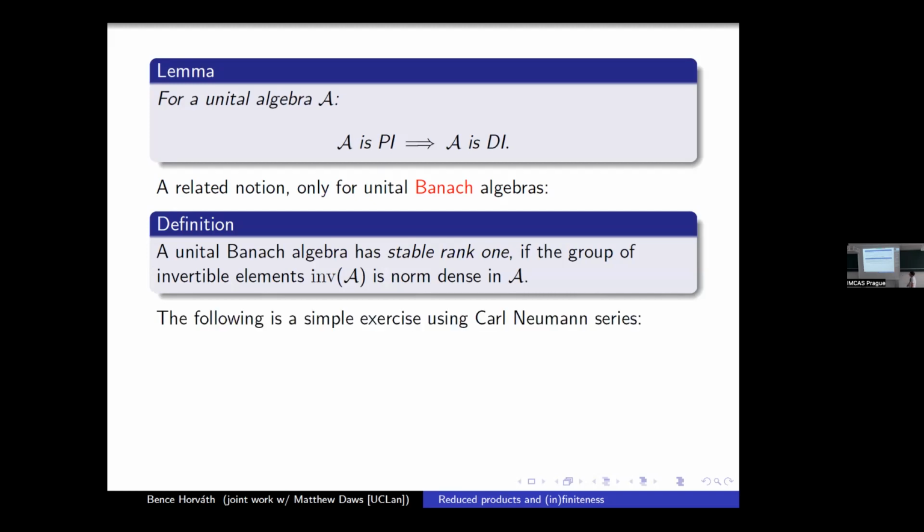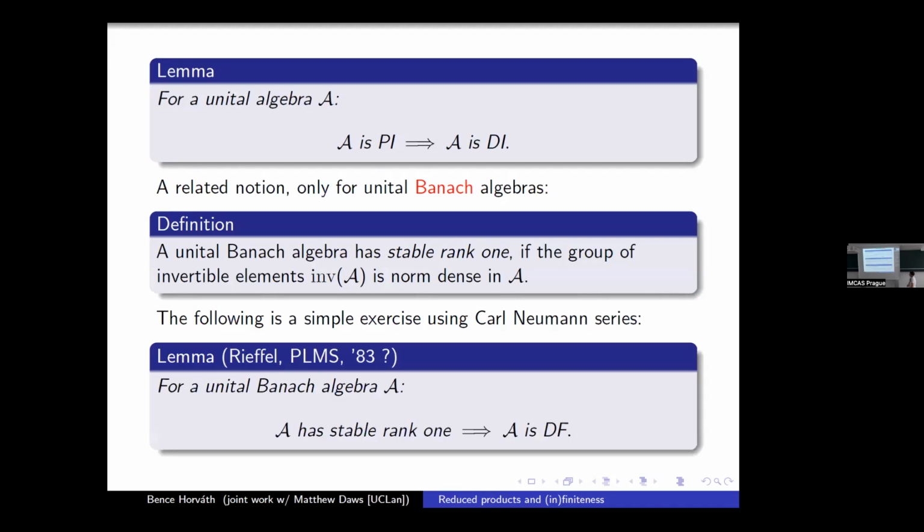So how does this relate to any of the previous notions? Well, I think it's an observation of Rieffel from his 1983 Proceedings of the London Mathematical Society paper that if you have a stable rank 1 Banach algebra, then you are actually Dedekind finite. This means that if the group of invertible elements is dense in your algebra and you have something that's right invertible, then it is also left invertible. This is basically an easy exercise using Neumann series.